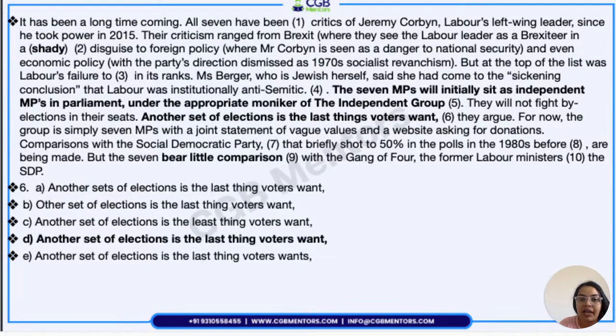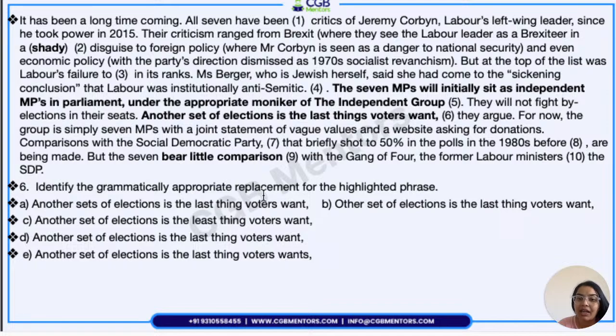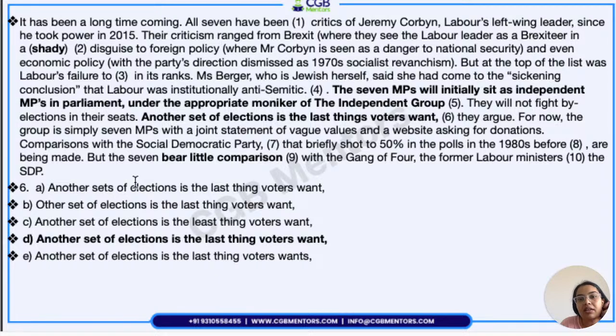Then again the question was: identify the grammatically appropriate replacement. अभी एक highlighted phrase है, ये है: another set of elections is the last thing voters want. Another set of election is the last thing voters want. Okay, so the one which is given is absolutely correct. Now if we see the other ones, other set, other अपने साथ plural लेके चलता है, another अपने साथ singular लेके चलता है. Another set of elections is the least thing.